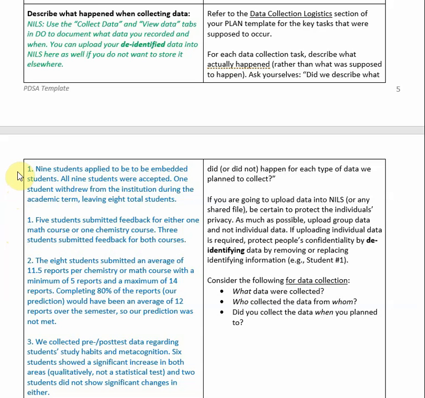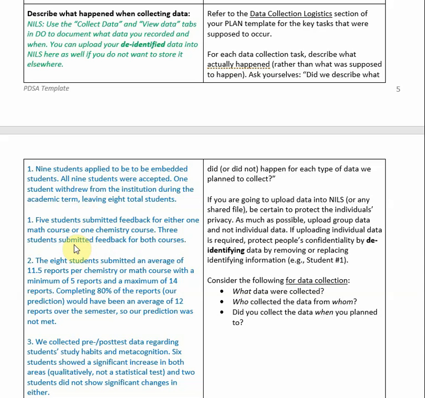Again, prediction number 1 was focused on recruiting students. So, what is the data that this improvement team collected when recruiting students to participate in the embedded student feedback PDSA? Well, this improvement team found that 9 students applied to be embedded, all 9 students were accepted, and during the course of the PDSA cycle, 1 student withdrew from the institution during the academic term, leaving a total of 8 students.